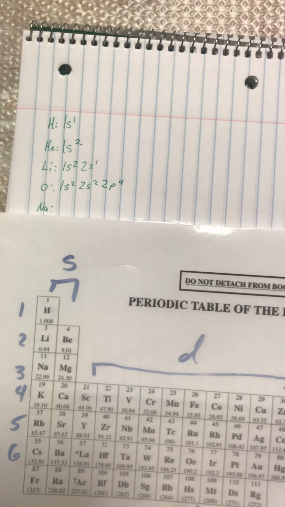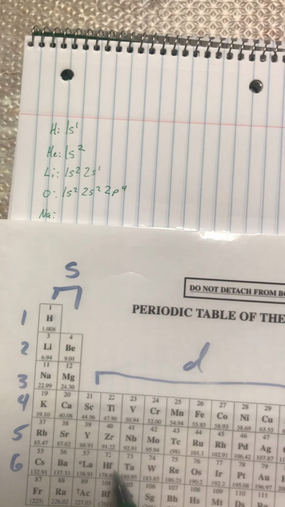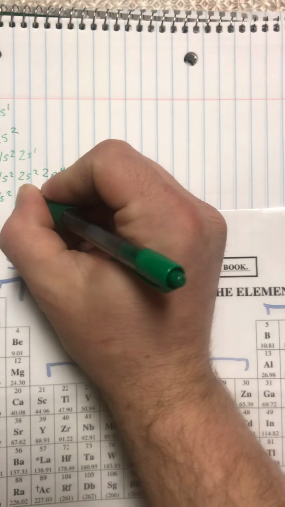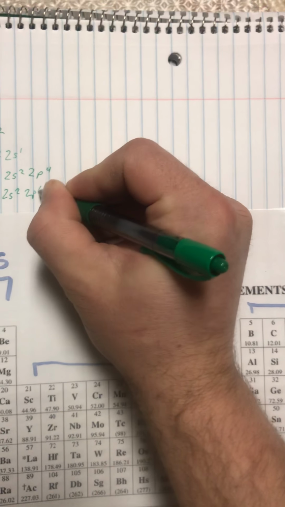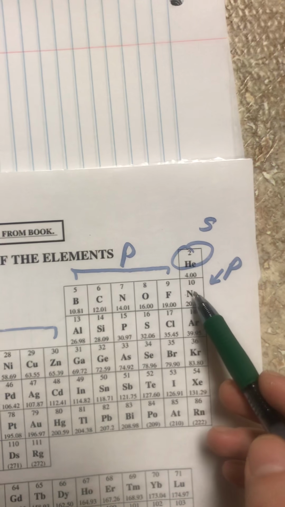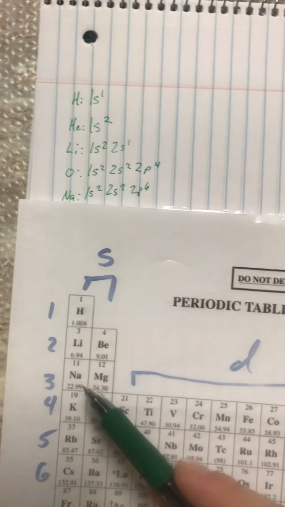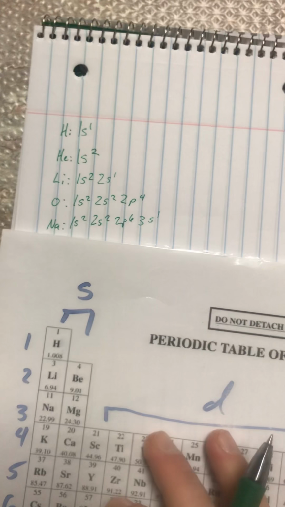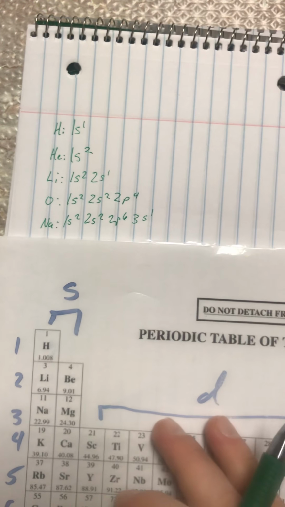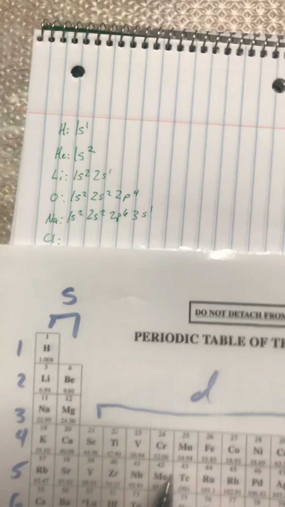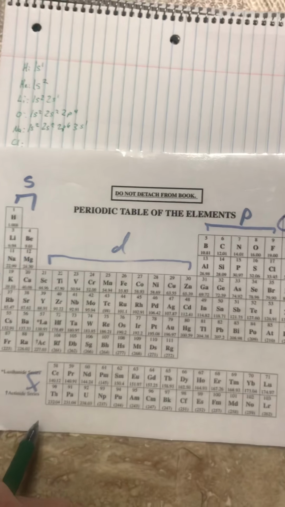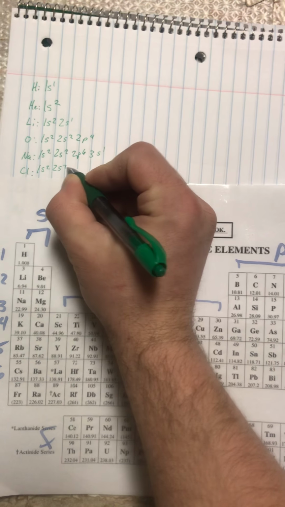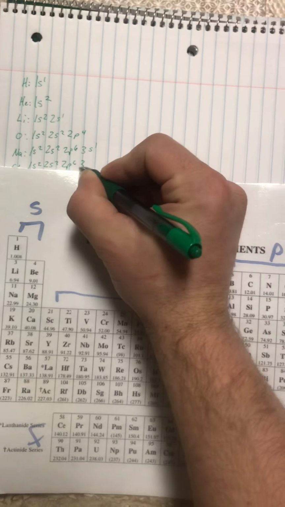Next we go to sodium, so we have to account for everything leading up to this third energy level. So we're going to go 1s2, 2s2, 2p6 gets us to neon, and then we can go 3s1. So for sodium, 1s2, 2s2, 2p6, 3s1. Chlorine, we're still in the third energy level, so we'll go 1s2, 2s2, 2p6, 3s2.